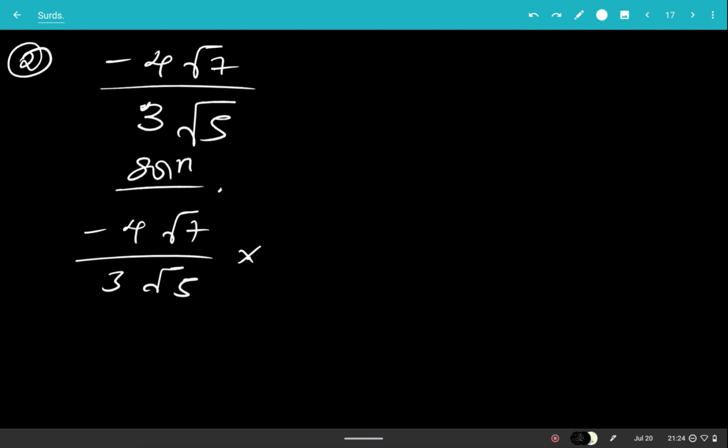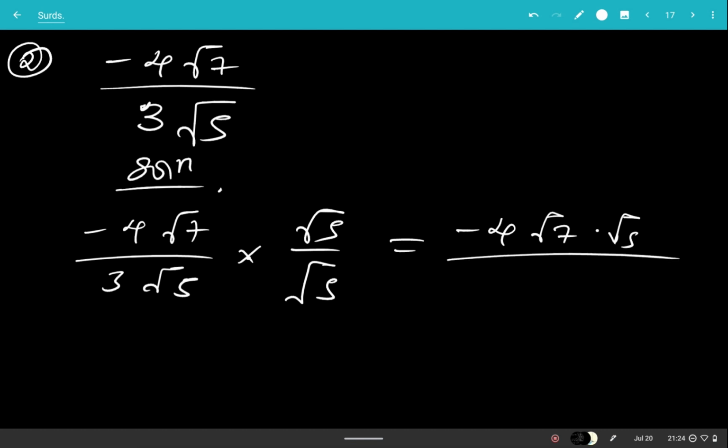So you're going to say root 5 on top over root 5 at the bottom, since we just want to eliminate the root. But if you want, you can still put the 3 there and the 3 at the bottom. It won't really change anything. It takes you back to the same answer you'd have got if you just used root 5 over root 5. So if you multiply this by that, you will get minus 4 root 7 by root 5 over, now 3 times root 5 by root 5, you get 3. Then you have root 5 times root 5.